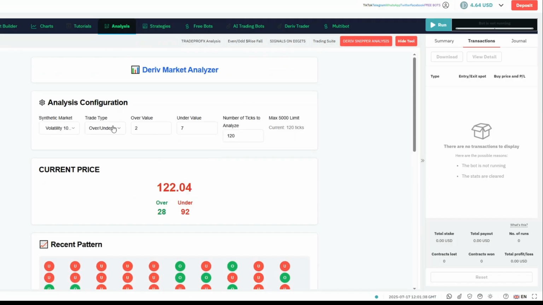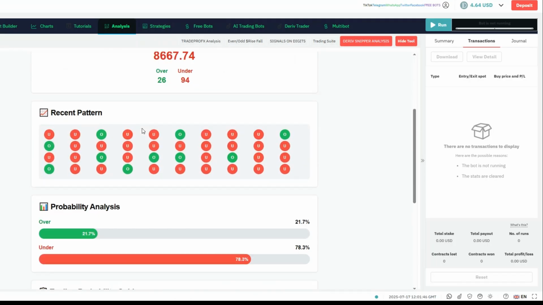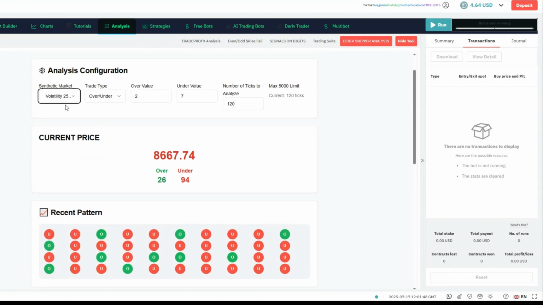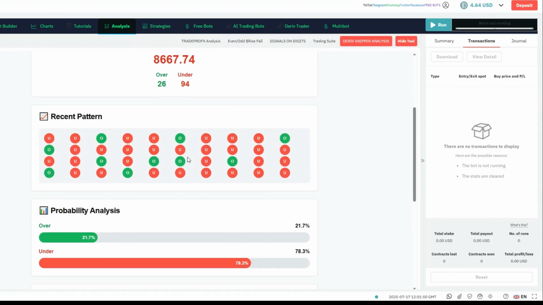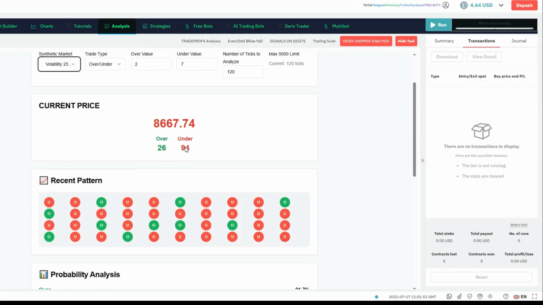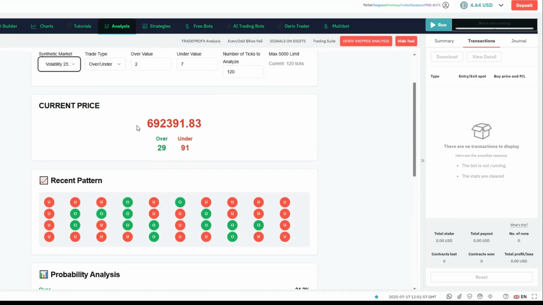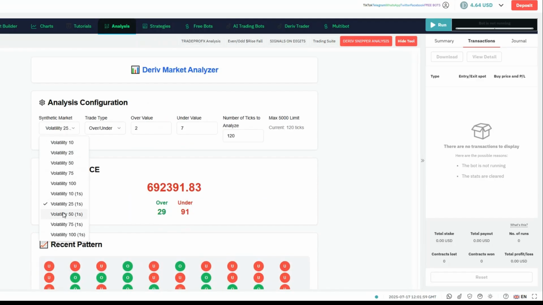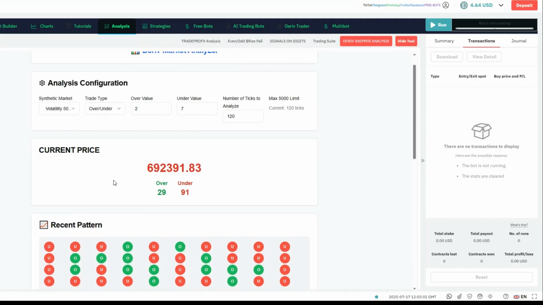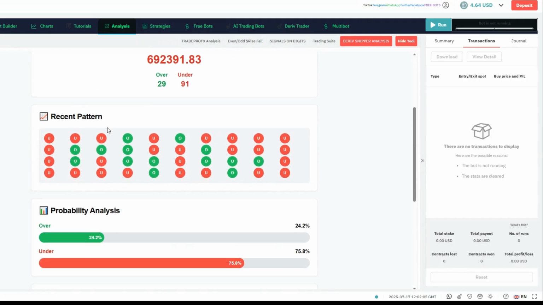So you can see that one. Let's check another volatility. This is volatility 25 1s, and we can see volatility 25 1s shows 75% probability. So we check again volatility 50. You go that way, checking what is the best. You can see this one is closer to 85%.